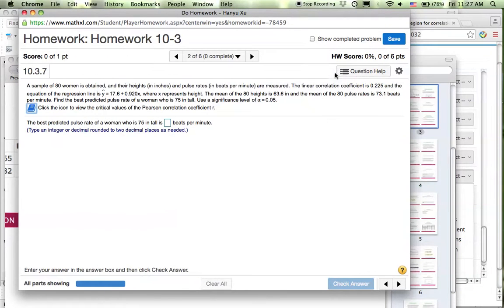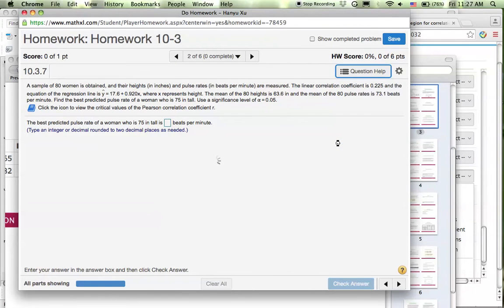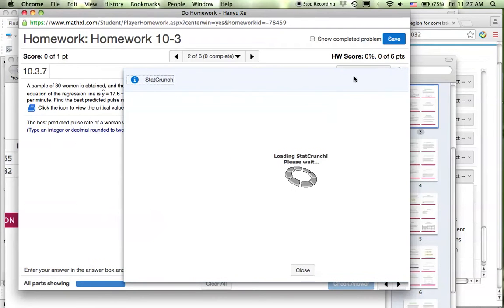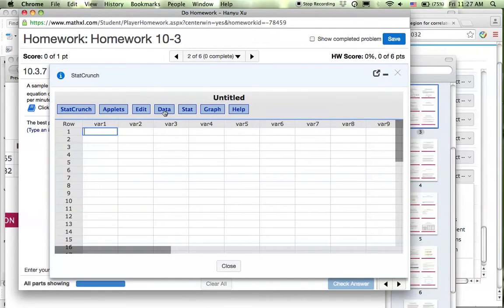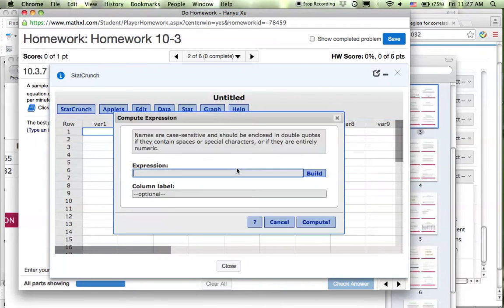Okay? So find the best predicted pulse rate of the woman who is 75 tall. So you plug x equal to 75 into this one. Okay? Let me show you how to do that in StatCrunch. Quickly show you. So the previous one will be very similar. So if you go to data, compute, expression, you plug in this expression here.